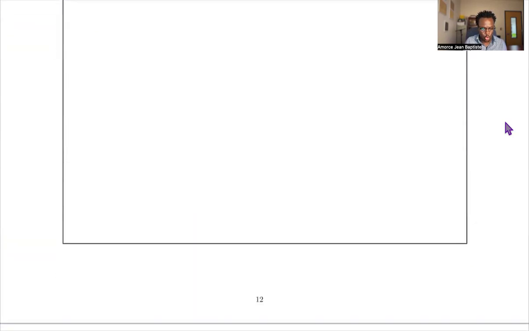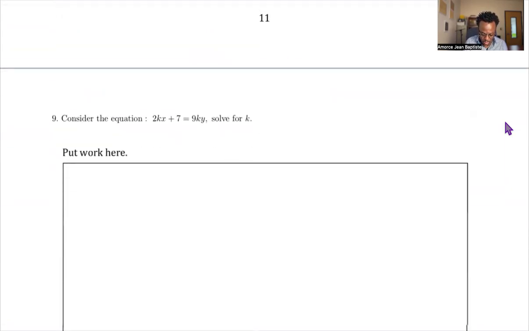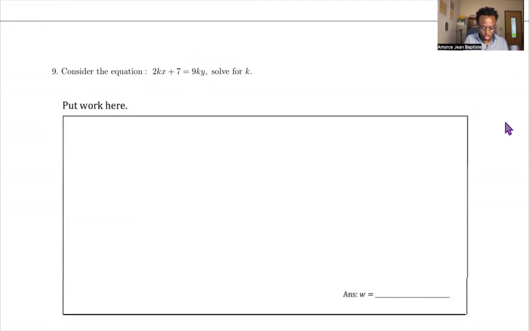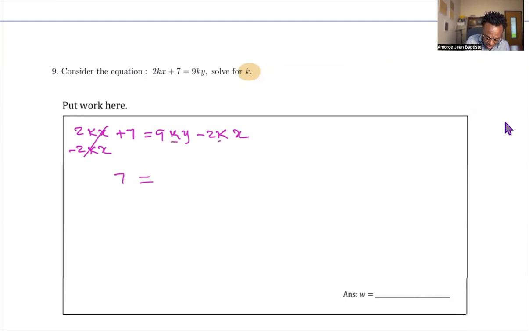Our next example, we have 2 more, I believe, before the complex numbers. So let's see. For this one, we're solving this equation for K. 2kx plus 7 equals 9ky. Since we have k on both sides, we're going to want to gather all the k's on one side. So let's subtract 2kx on both sides. So that cancels this. So 7 equals, and I can factor k out. So k times 9y minus 2x.